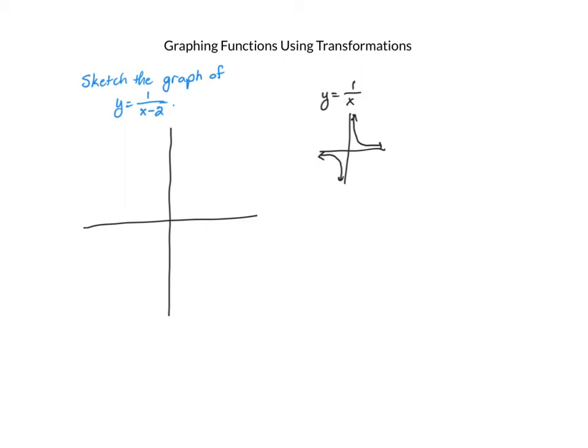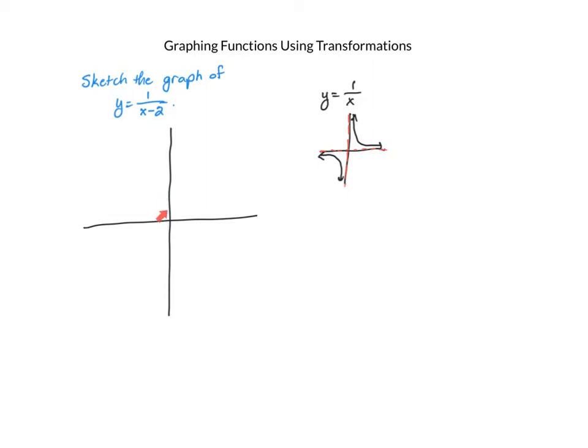Now, here's an important detail. Remember that there are asymptotes when we're talking about the y equals 1 over x graph. We have a vertical asymptote here and a horizontal asymptote here. So I'm going to draw in the vertical asymptote first. This vertical asymptote that was at 0 is going to be shifted to the right 2. So let me come over here and do that.